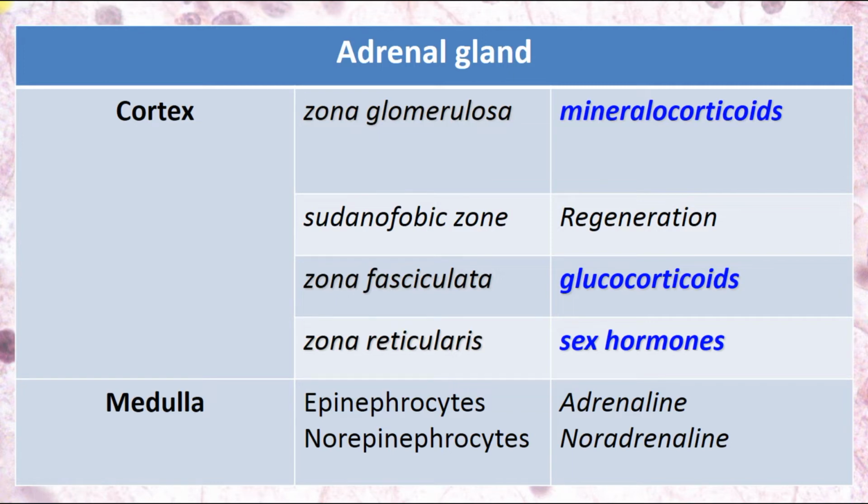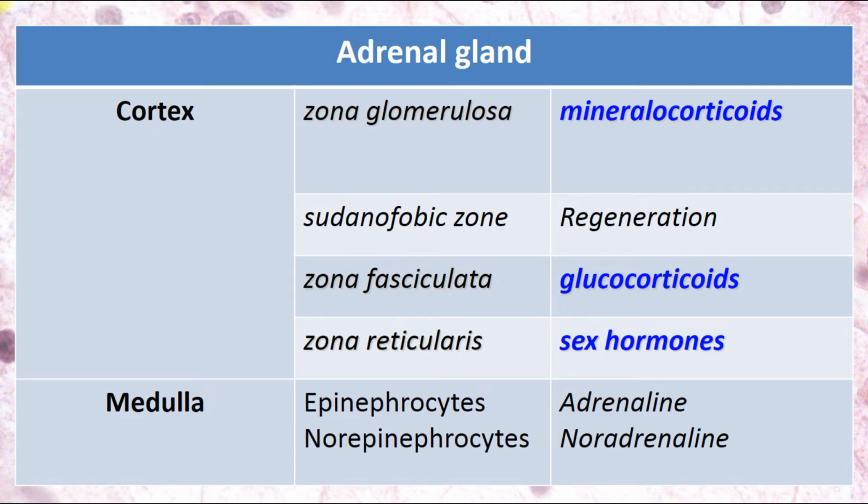And a feature of zona reticularis is that female and male hormones are produced both in females and males, but in different amounts, in different proportions. So zona reticularis also is an additional organ which produces sex hormones in female and male organisms. And also you can find here a fourth zone, it's sudanophobic zone, which is located between zona glomerulosa and zona fasciculata.